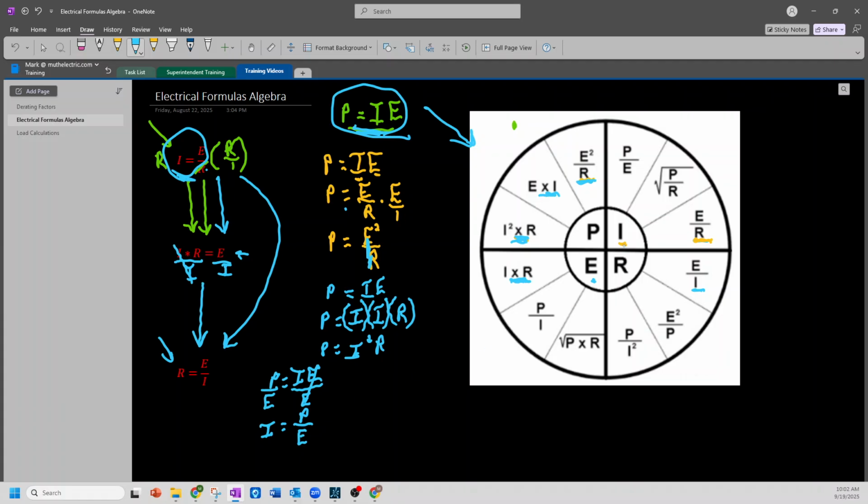Look at this. Here's I. We just found this formula. Now, I'm going to do that one more time, but I'm going to get voltage by itself. Okay? So just like we did before, divide both sides.